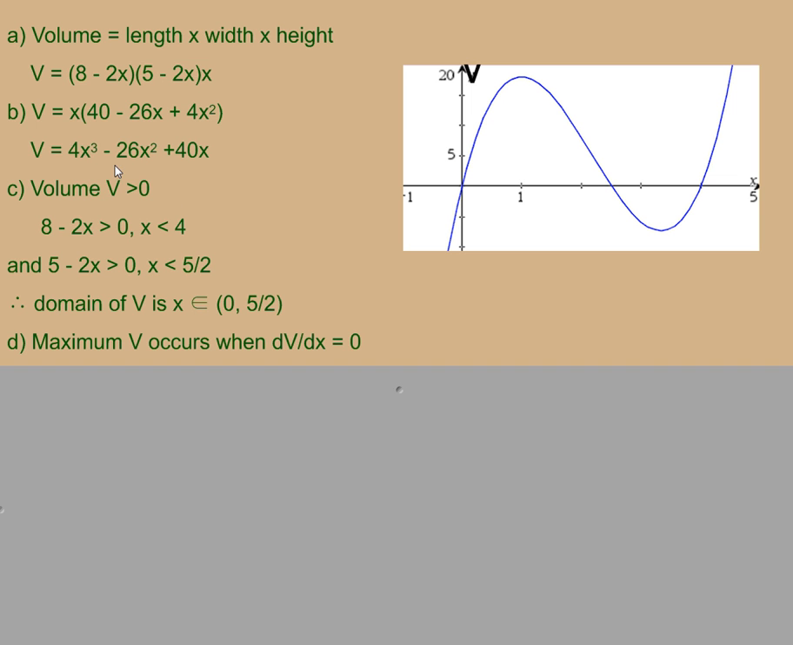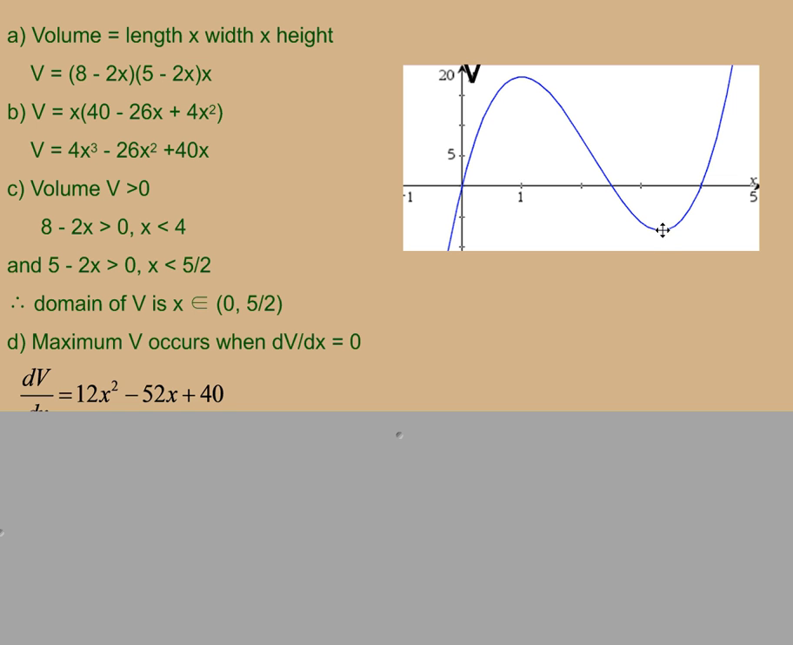So here we have our expression for volume expanded up here. If we take the derivative of that, that will give us 12x squared minus 52x plus 40. Now, stationary points occur when the derivative is 0. So we can see at this point here, there's a stationary point, and at this point down here, there's a stationary point. This is the one we're interested in here because at this point, the volume has a positive amount.